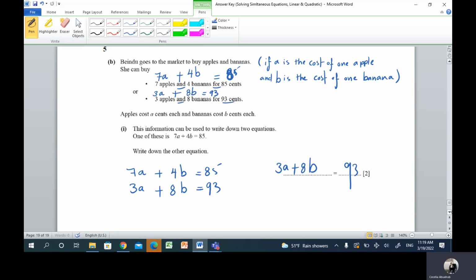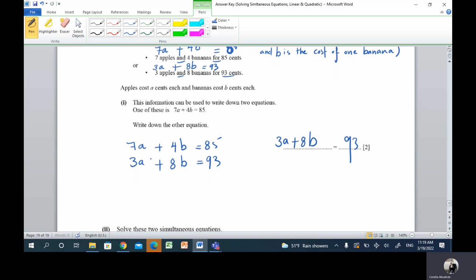The second step, we are going to ask ourselves, are the terms organized in the exact same order? So A, B, and then equals 85 and 93. Sorry for this interruption. And then we're going to decide which is easier for me to eliminate. Is it A or B?